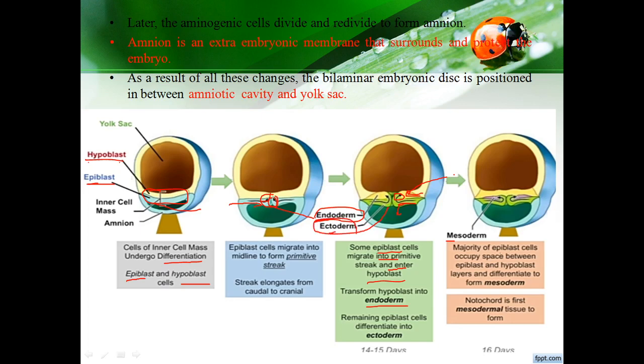Afterward, the majority of the epiblast cells occupy the middle space, the space present between the epiblast and the hypoblast. That differentiation forms the mesoderm. The most important phenomenon is that the notochord is the first mesodermal tissue formed, that is, the notochord is formed from the mesodermal tissue.